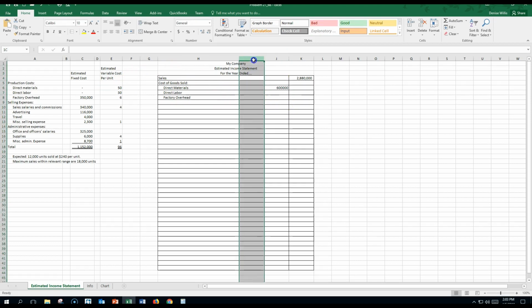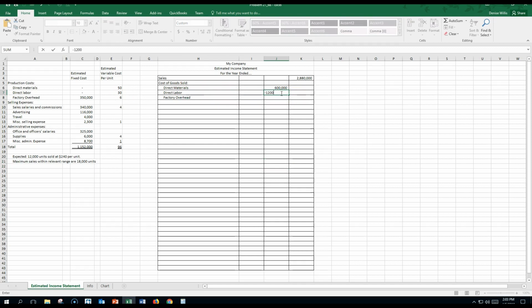Let me make these columns also have some commas here. Okay, be easier to read. So that's 12,000 times the 50, it gives us our direct material portion. Direct labor, that's going to be 12,000 times $30.